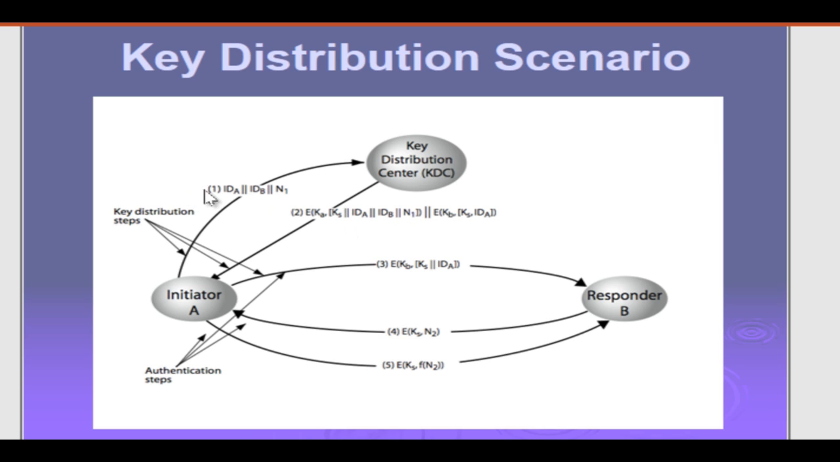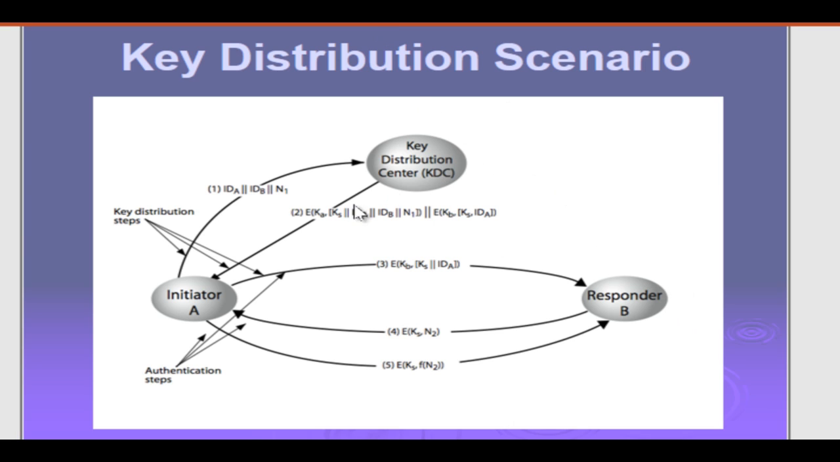So KDC sends the same message which A sent to KDC back to A. The reason is that by looking at this message, A assures that no modification happened. In addition to that, KDC also sends a message for B, which is encrypted with the master key of B, so that only B can decrypt.